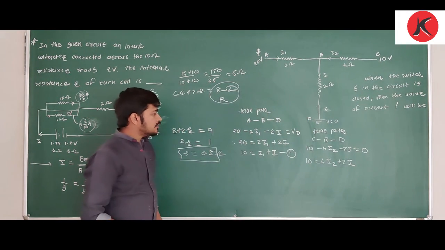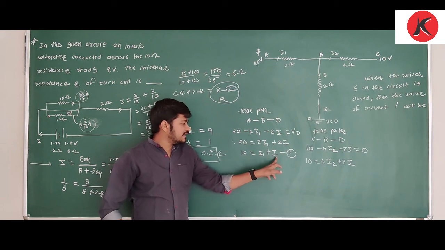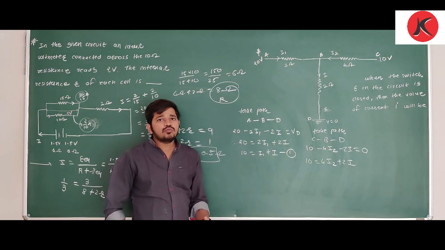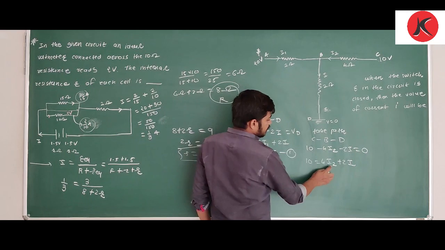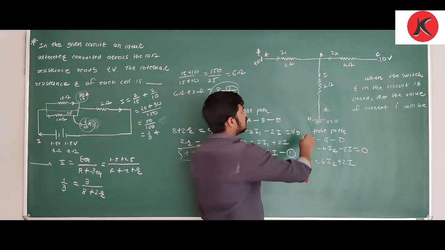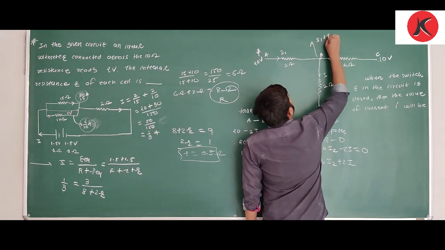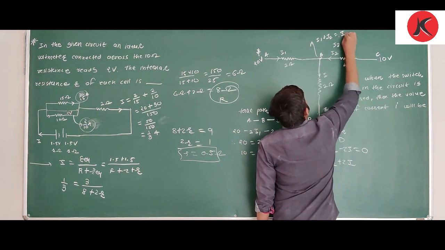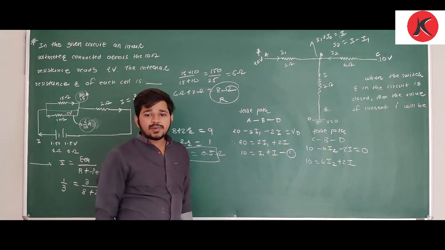Now, as we have to find I, see the two equations. Here it is I1, here it is I2 and I. So how to find this? I can replace this I2. At this point, if we apply the junction rule, we can write I1 plus I2 is equal to I. So I2 is equal to I minus I1.